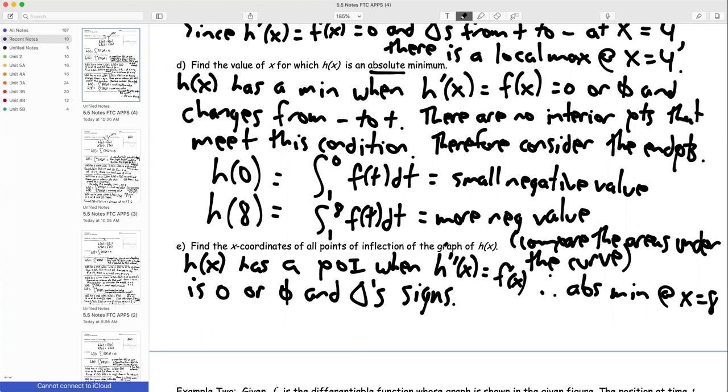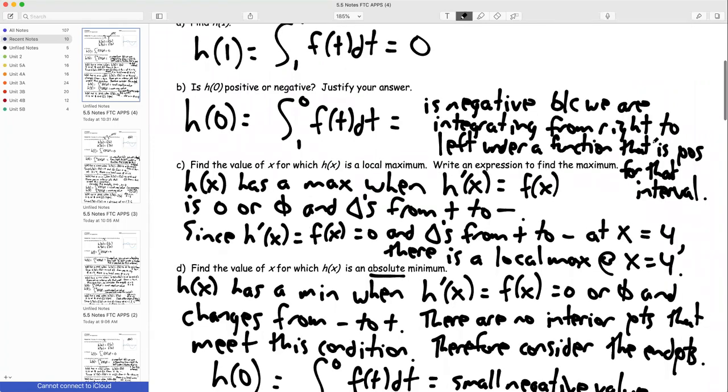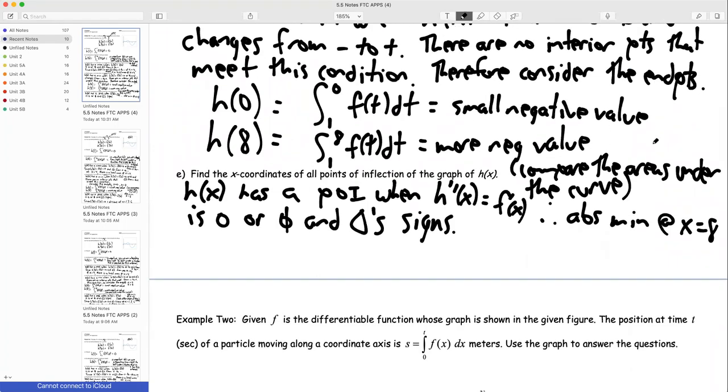So we are going to look at the slope of the graph because it's equal to f prime. And we want to look where it has a horizontal tangent or perhaps a corner, and it changes signs. So at x is equal to 1, the slope appears to be 0, and there's a change in slope from negative to positive. Same thing at 3, same thing at 6. We are approximating here. We don't know for sure, but it looks like there are horizontal tangents at 1, 3, and 6. Therefore, we have points of inflection at those points.